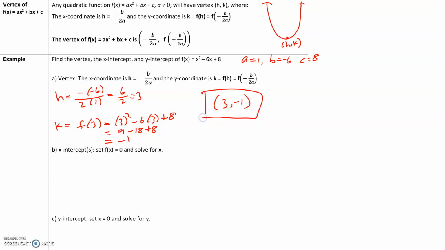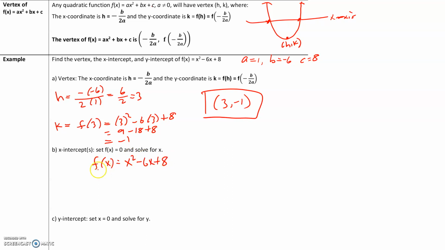And anytime you want to find the vertex, you always use this formula, negative b over 2a for the h value. Whatever the h value is, plug it in order to get the y value. So our vertex is 3 comma negative 1. For the x-intercepts, now remember the x-intercepts are the points where the graph is going to cross the x-axis. And at the x-axis, the y value is always going to be 0. So to find the x-intercept, set f of x, or the y value, this entire left-hand side, equal to 0 and solve for x. So our equation is f of x equals x squared minus 6x plus 8.